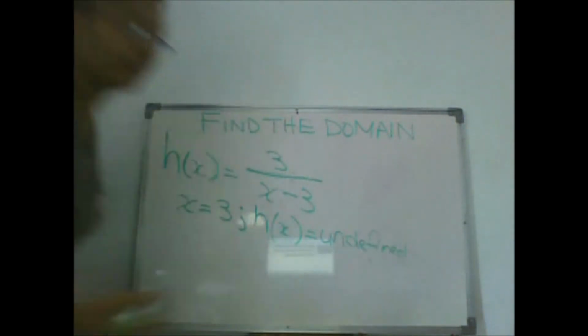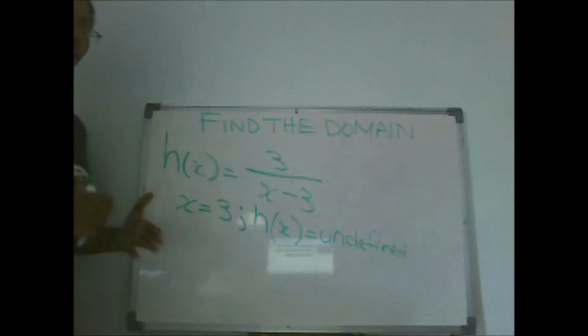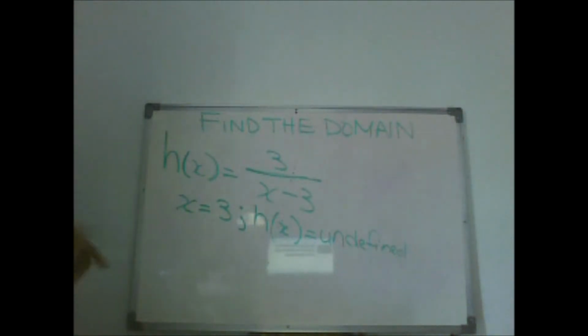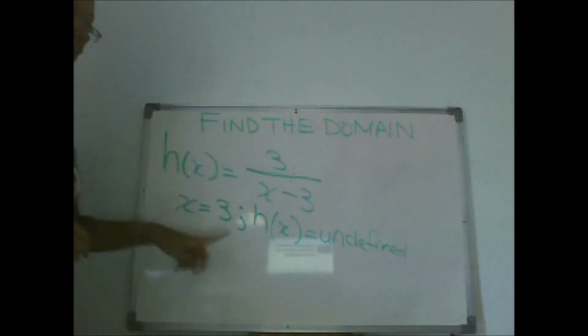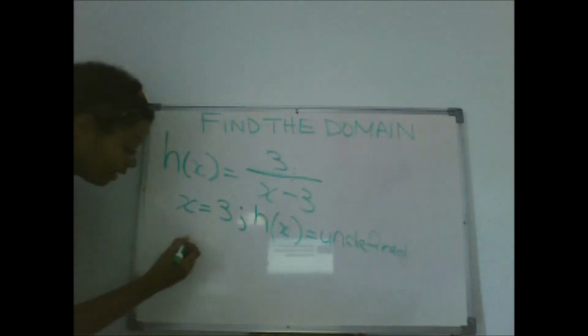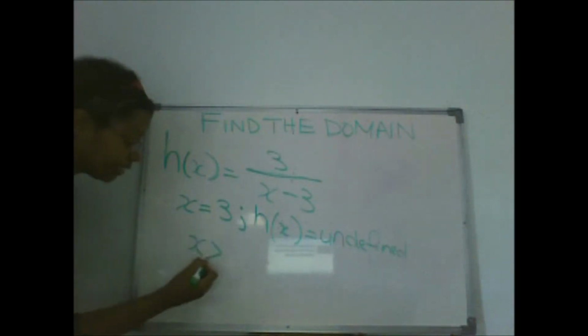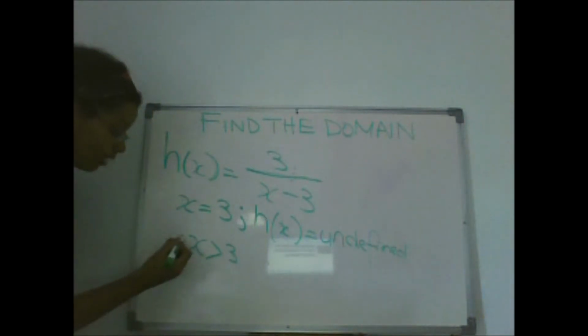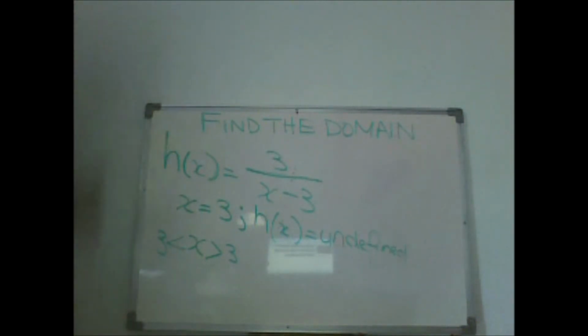It's not 0. Remember, any number divided by 0 is not 0, it is undefined. So for this particular equation, x can be equal to any number as long as it's not 3. Once a number is equal to 3, it will render the equation undefined. So x in this case has to be greater than 3 or less than 3, but it cannot be equal to 3.